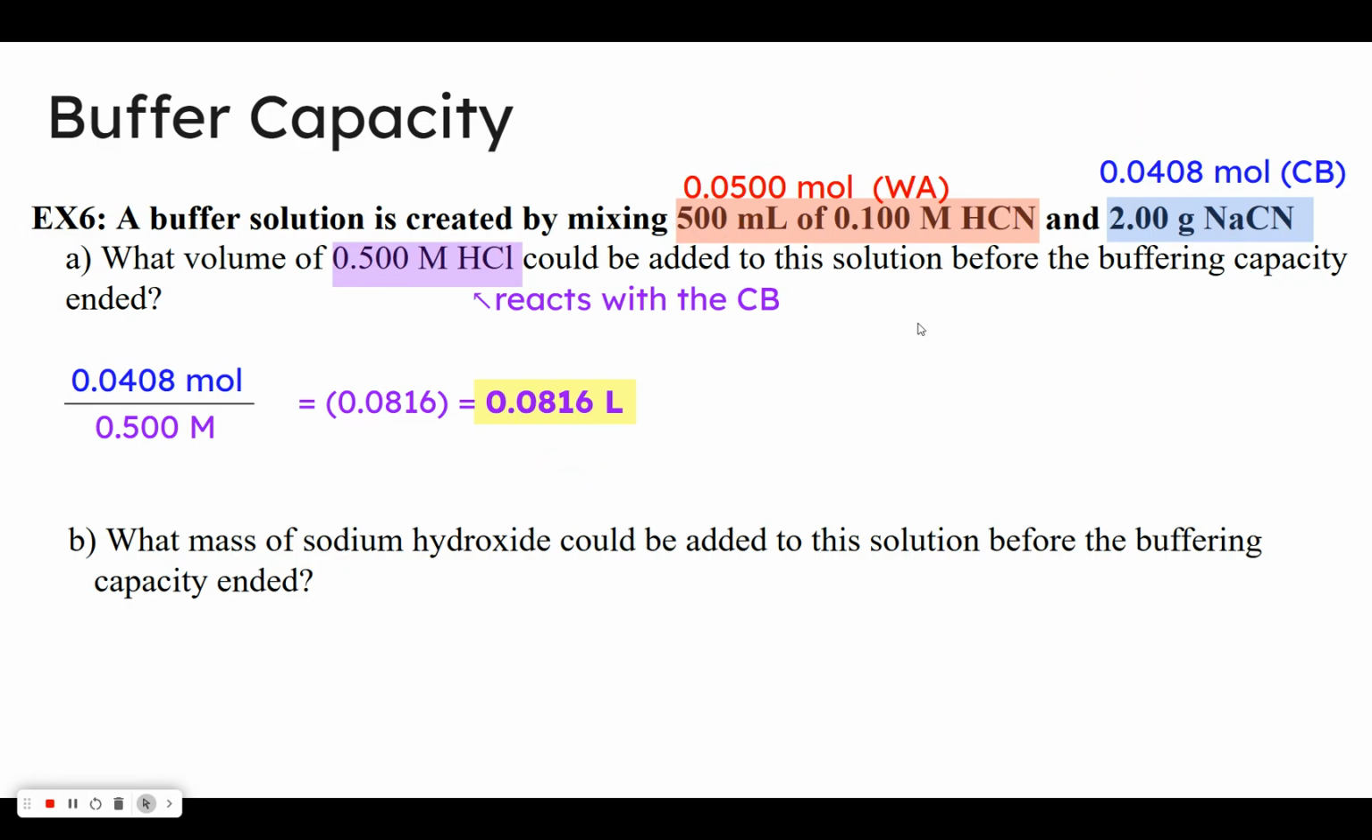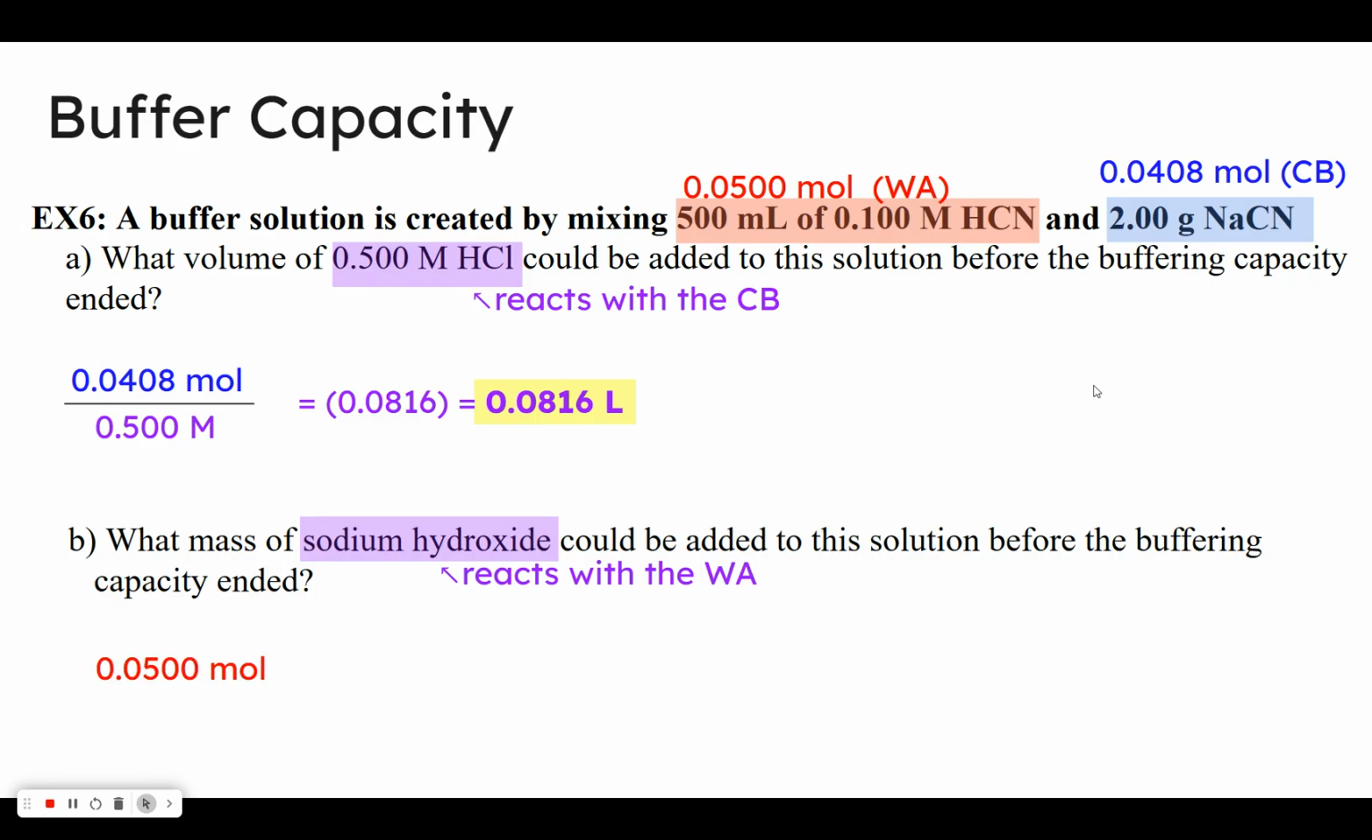That's our answer. Pretty quick, simple calculations, as long as you understand what it's asking for with that buffer capacity and which component of the buffer we're going to be reacting with. In part B, it asks us what mass of sodium hydroxide could be added to the solution before buffering capacity is ended. Same general question, but here we're dealing with sodium hydroxide, which is a base, so it's going to be reacting with the acid component of our buffer.